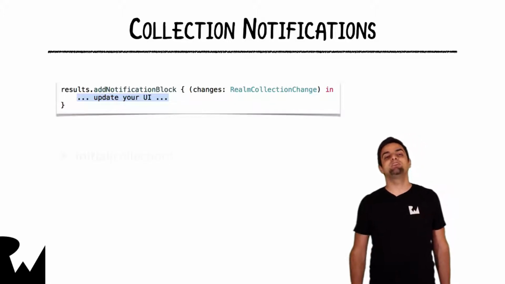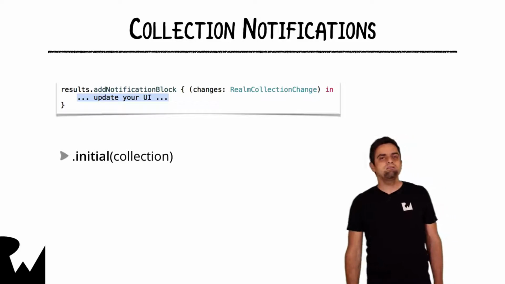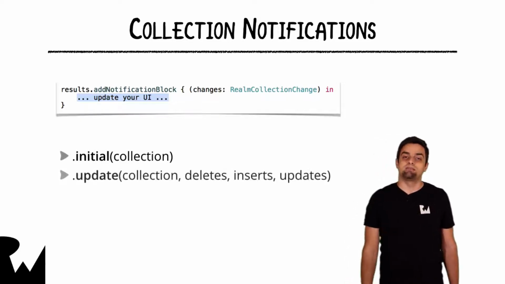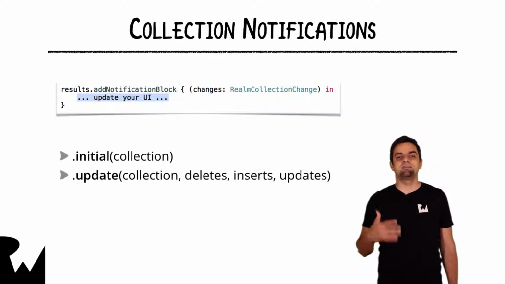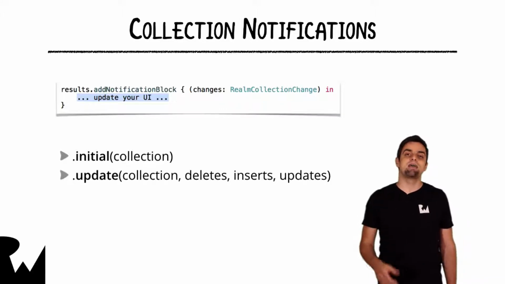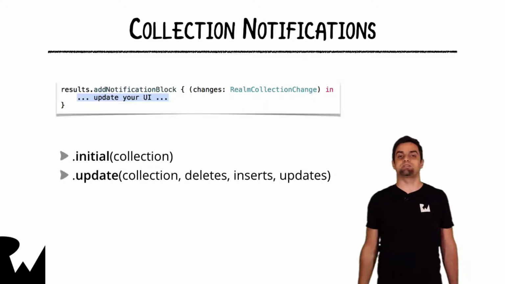If the parameter is the initial case, that means the closure has been just provided to addNotificationBlock and you're being called to just let you know about the initial state of the collection. If the parameter is the update case, that means the collection has changed and then the enum case contains the list of indexes that have been either modified or inserted or removed from the collection.